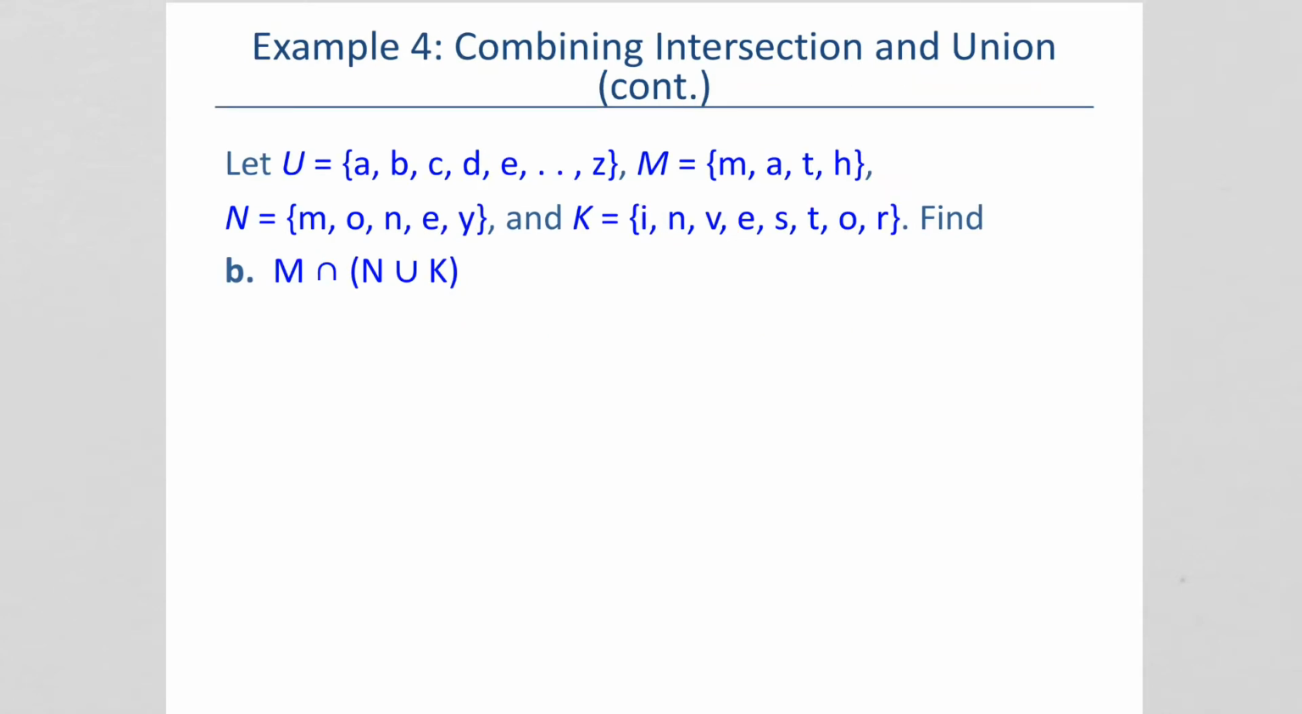For part B, we want the intersection of M with the union of N and K. So N and K, we're going to list everything that's in N and K. M-O-N-E-Y, I, be sure not to list them twice, V, S, T, and R.